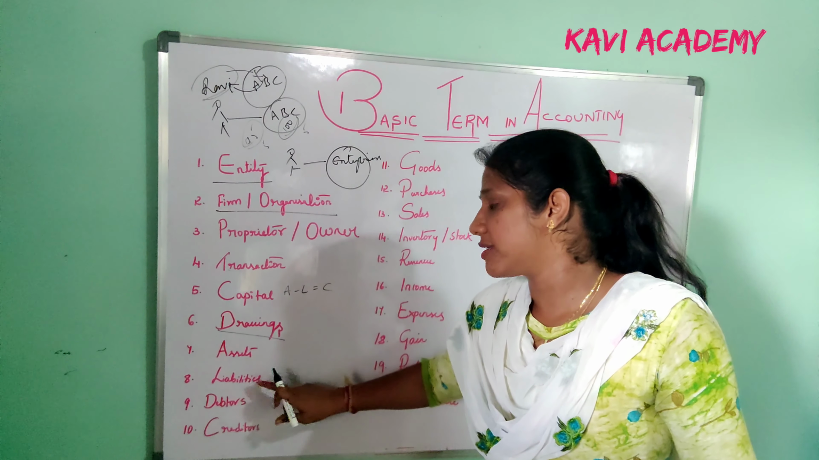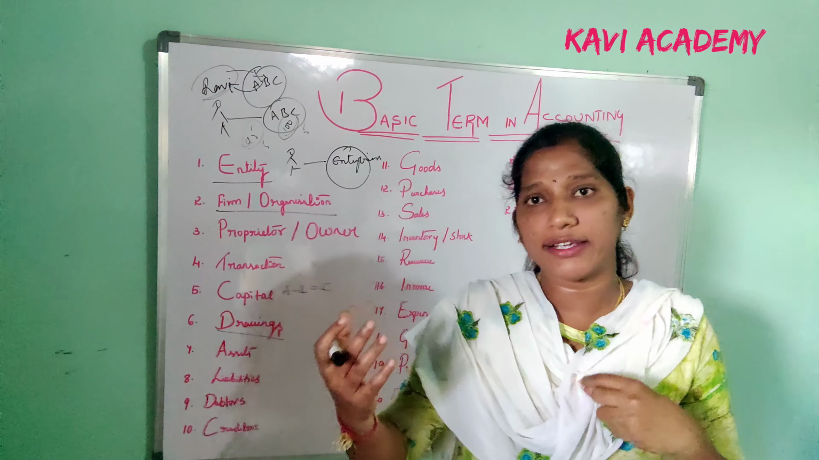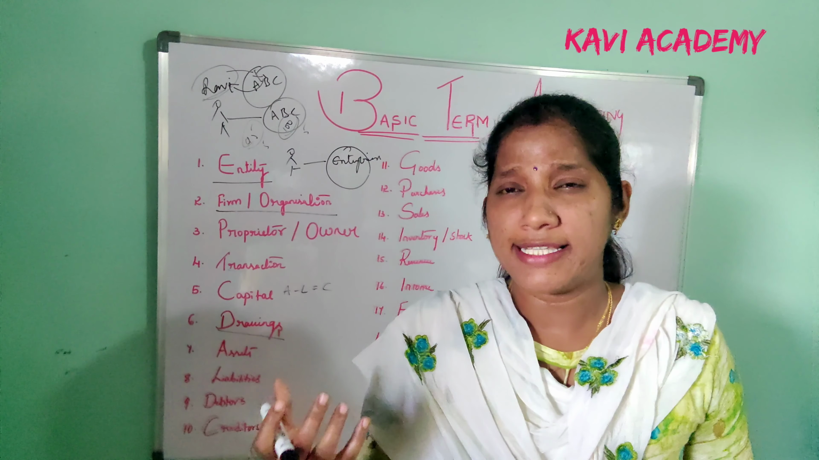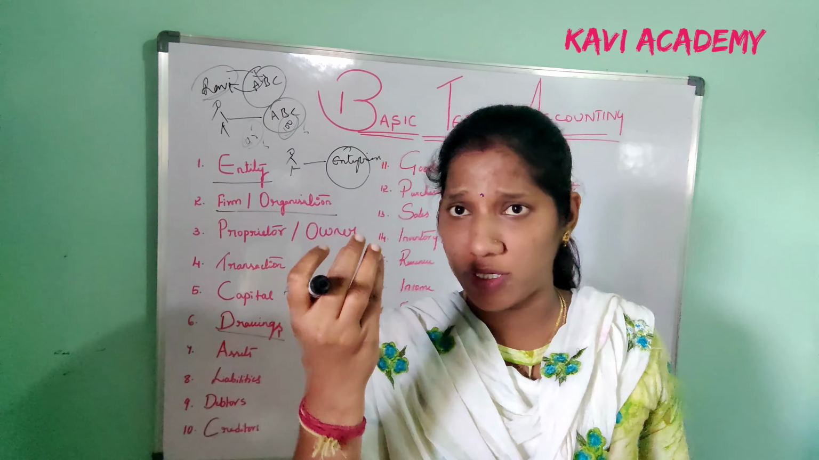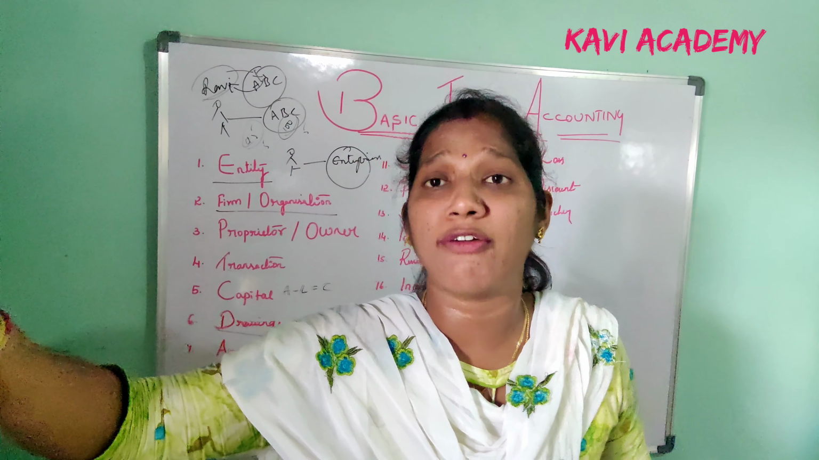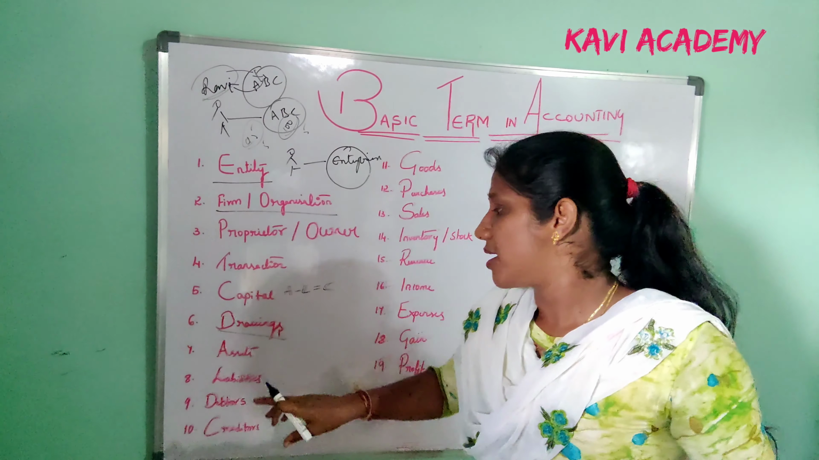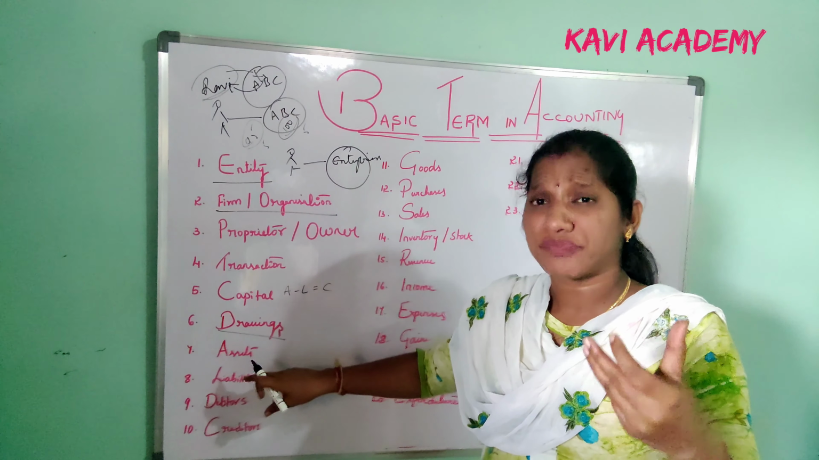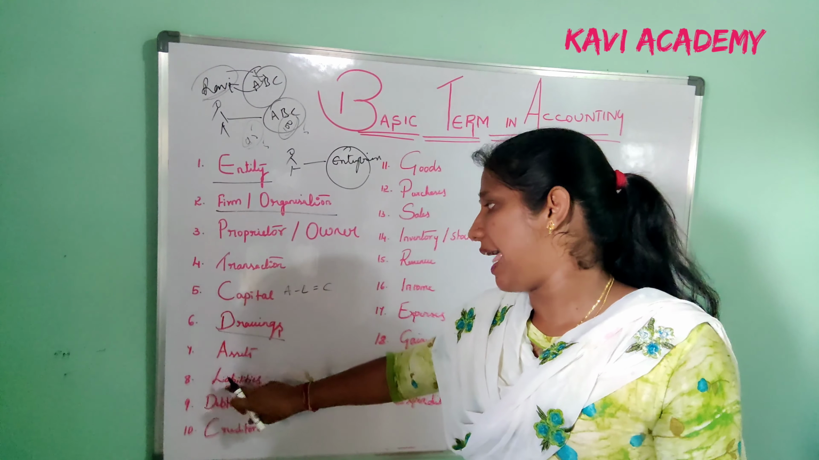Now come to the next term, liability. What is the meaning of liability? Liability you can call a responsibility. When you want to start a business, you take some money or funds from outside the organization, and you have to pay that money back to the outsiders. So liabilities means the responsibility to give back to the outsiders.